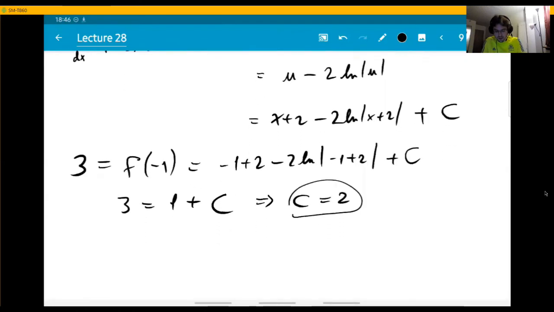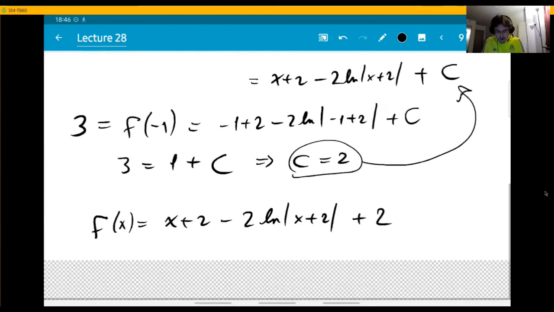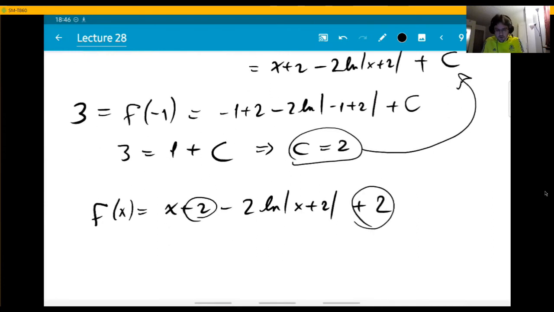Now that you just found c, go back into the function that you found up there, plug that into there, and you have f of x. x plus 2 minus 2 ln of absolute value of x plus 2 plus c, which is 2. You can combine these plus 2's now and make a plus 4. That's an easy enough simplification.